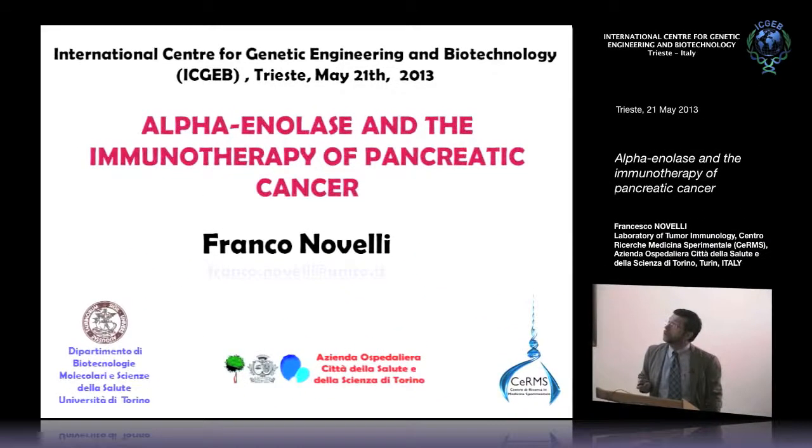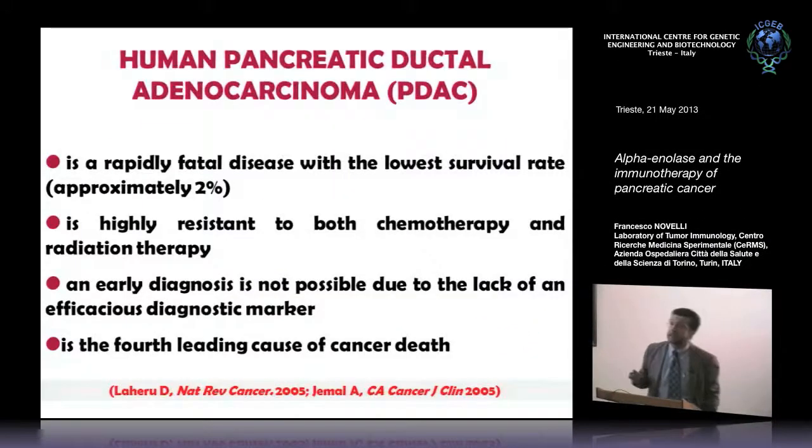So why we were interested in human pancreatic cancer, and in particular human pancreatic ductal adenocarcinoma. This is a very rapidly fatal disease with the lowest survival rate, which is approximately 2%, so it's very, very bad. It is highly resistant to both chemotherapy and radiation therapy. And one of the reasons for the poor prognosis is the lack of an efficacious diagnostic marker, and in general, this tumor is the fourth leading cause of cancer death.